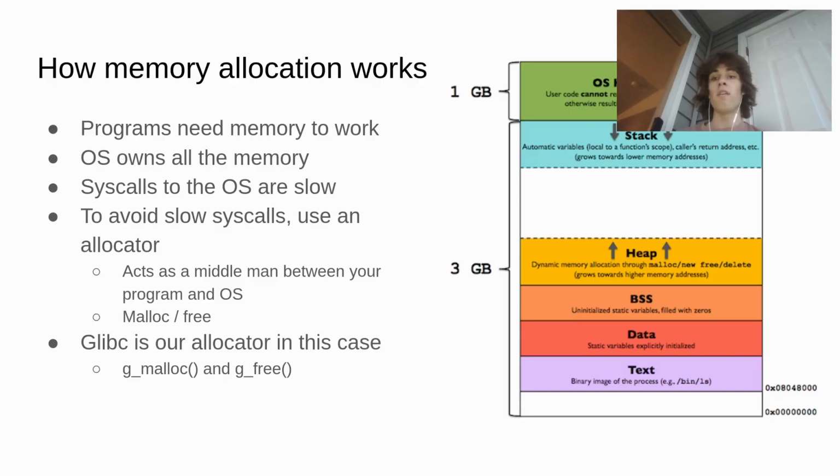But in the case of memory management, we'll use something called an allocator. An allocator will act as the middleman between your program and the OS. Malloc and free are examples of allocators. In the case of HandBrake, glibc is our allocator, and the malloc and free equivalent is g_malloc and g_free. Little diagram on the right here about how memory flows.